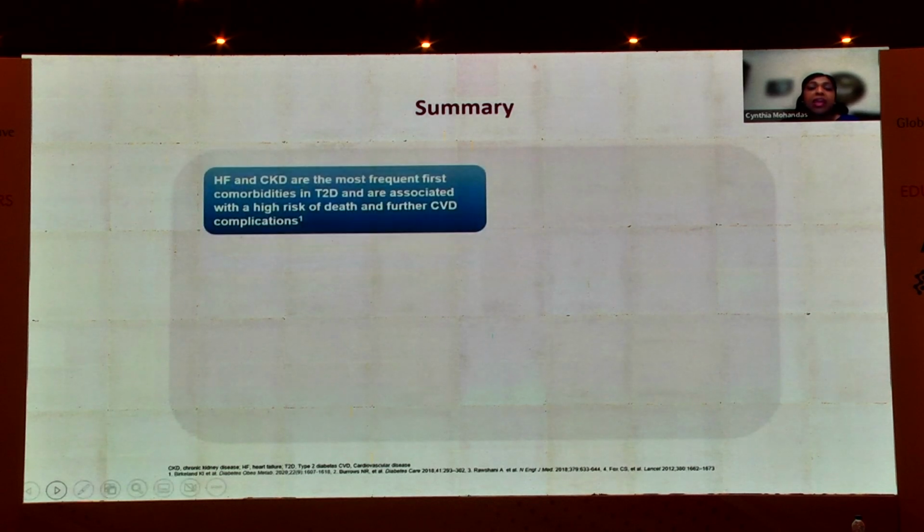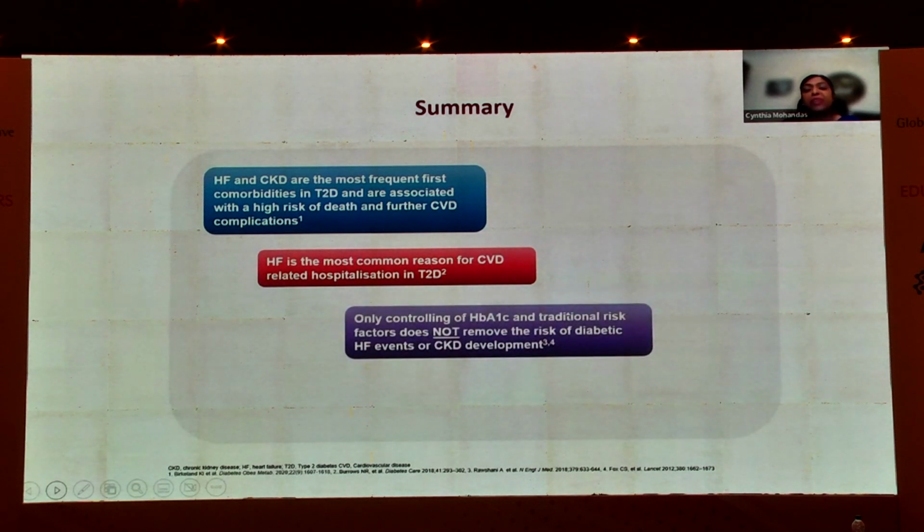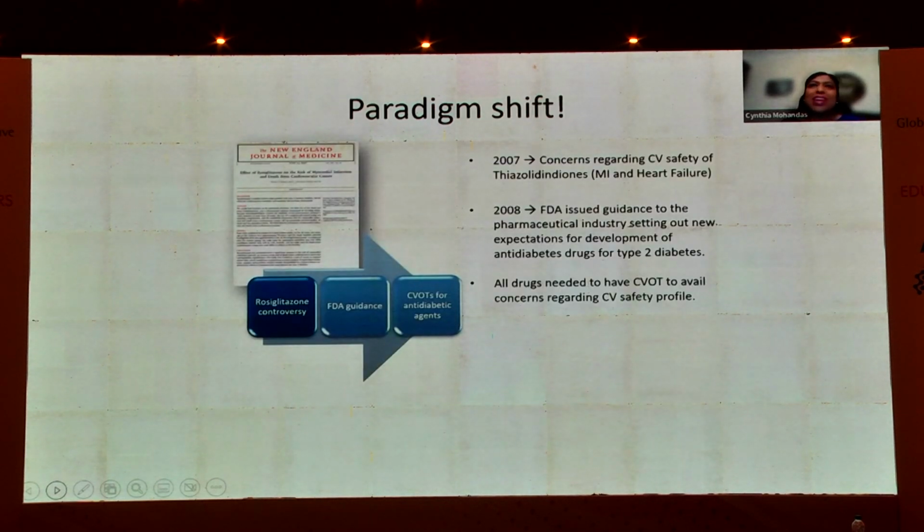So, in summary, heart failure and CKD are the most frequent first comorbidities in type 2 diabetes and are associated with a high risk of death and further cardiovascular disease complications. Heart failure is the most common reason for cardiovascular disease-related hospitalization in type 2 diabetes. Only controlling HbA1c and the traditional risk factors I listed does not remove the risk of diabetic heart failure events or CKD development. Both CKD and heart failure increase the risk of cardiovascular and all-cause mortality in type 2 diabetes. So what next? Then the whole world went through a paradigm shift.